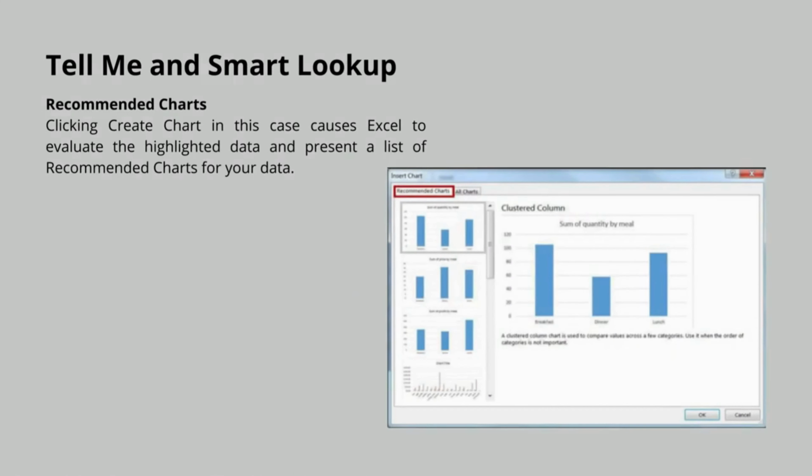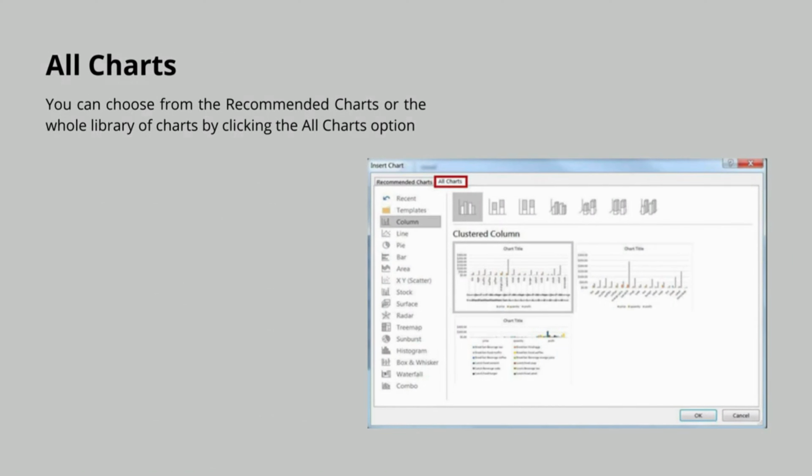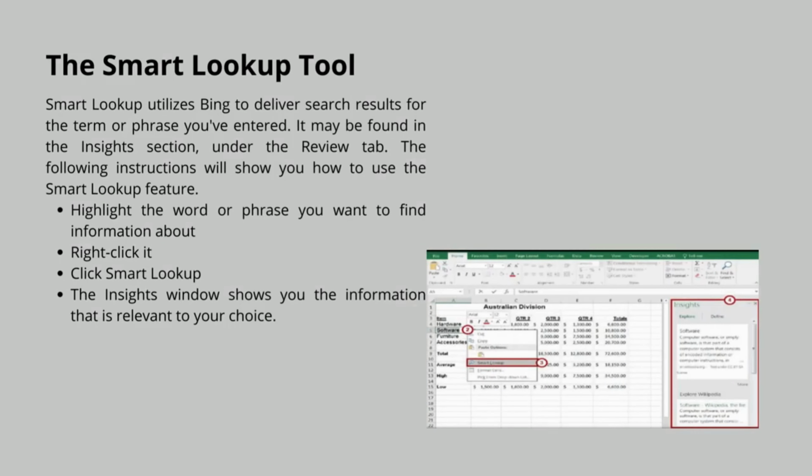Recommended charts. Clicking Create Chart in this case causes Excel to evaluate the highlighted data and present a list of recommended charts for your data. All charts. You can choose from the recommended charts or the whole library of charts by clicking the All Charts option.